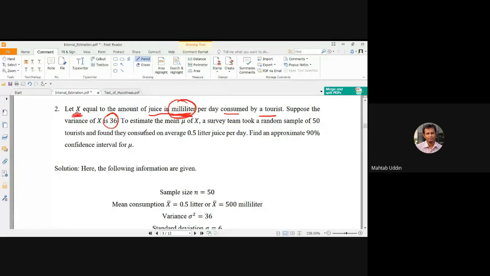I am discussing to estimate the mean mu, that is the requirement of x, a survey takes a random sample of 50 tourists. How many tourists? 50 tourists. Since there are 50 tourists, n is 50, and they consumed on average 0.5 liter of juice per day. You can see this is milliliter, this is liter, so we should make a conversion, right? Yes sir. Find the approximate 90% confidence interval for mu.